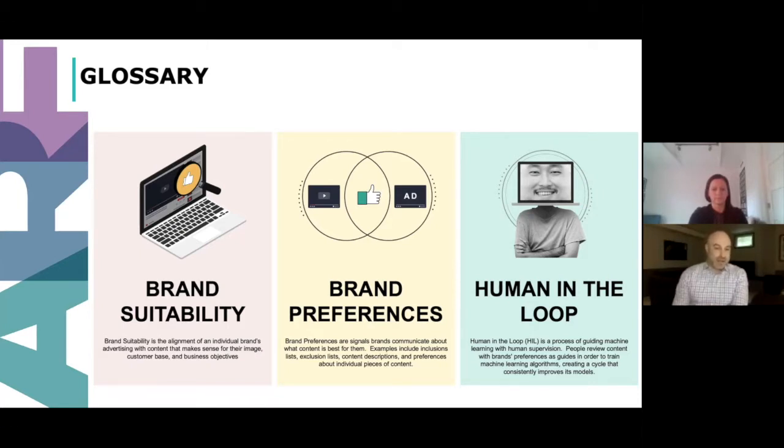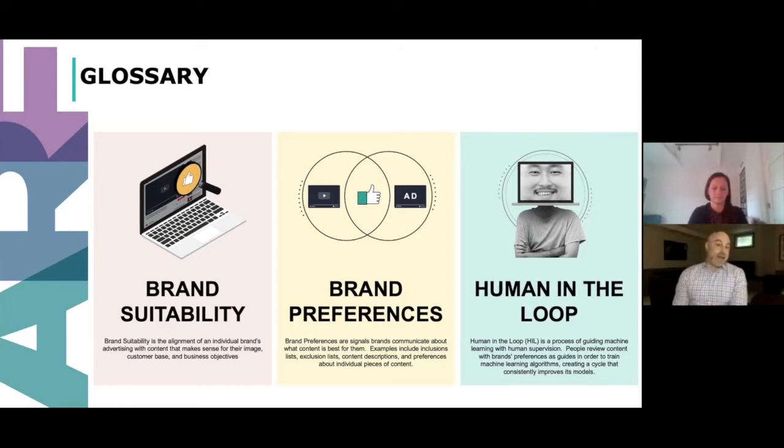Brand suitability, a term that's being used widely in the industry right now. For our purposes today, brand suitability really focuses on the alignment of a brand's individual content preferences, the types of content they want to be around, aligned with, and what makes sense for their image and the points and the messages they're trying to get out.